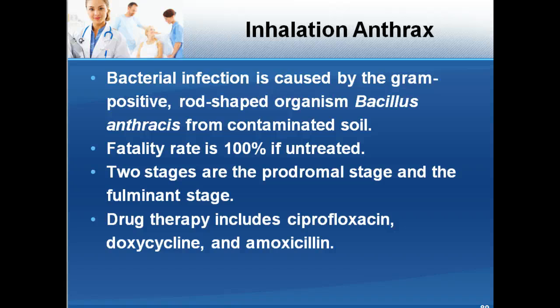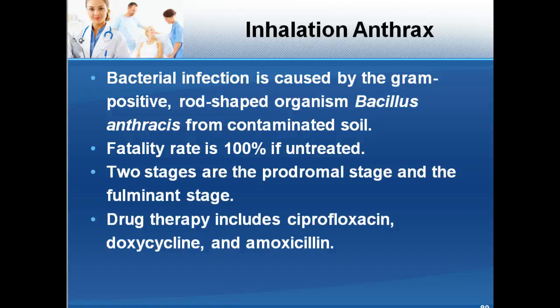Two stages are the prodromal stage and the fulminant stage. Basically, what happens is the organism is usually a spore, and it encapsulates and it's inactive, and then people spread it around, and then it becomes active. The prodromal stage is early, and it's difficult to distinguish from, like, you would think a person probably had pneumonia or flu.